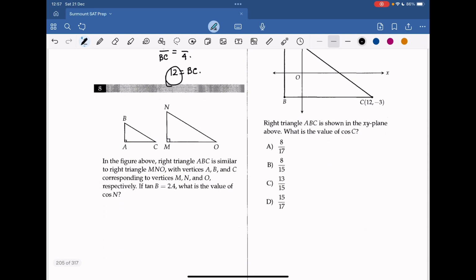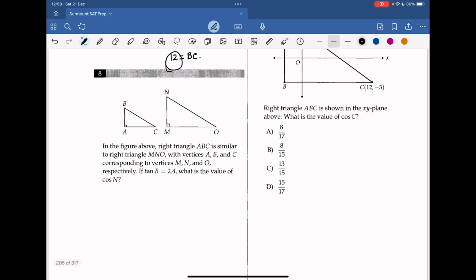In the figure above, right triangle ABC is similar to right triangle MNO, with vertices A, B, and C corresponding to the vertices M, N, and O, respectively. If tangent B is equal to 2.4, what is the value of cosine N? Again, here it's testing our knowledge of sine, cosine, and tangent. And we know that tangent B is 2.4. We need to remember SOHCAHTOA.